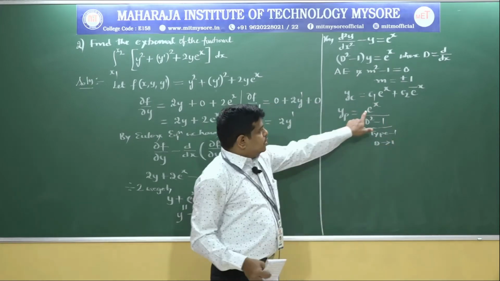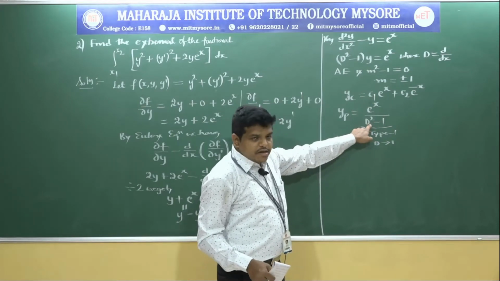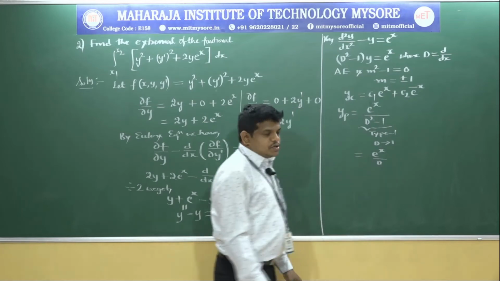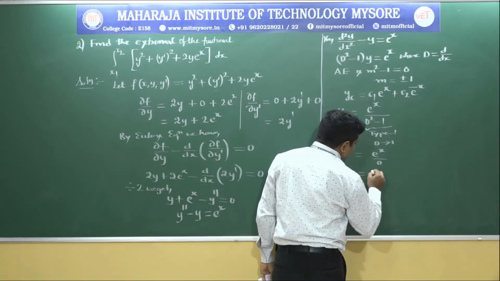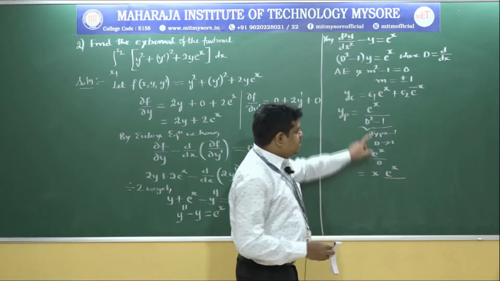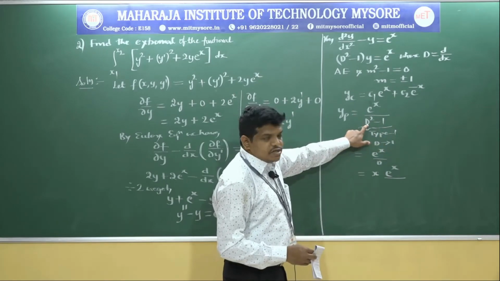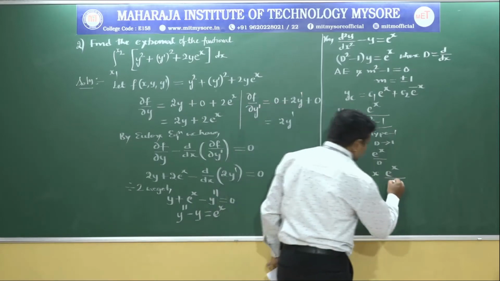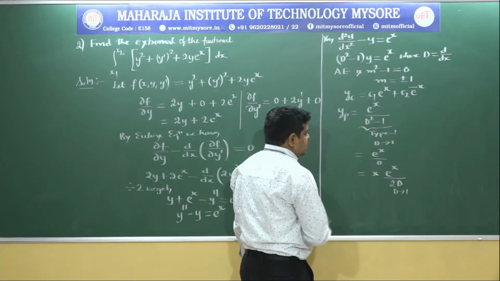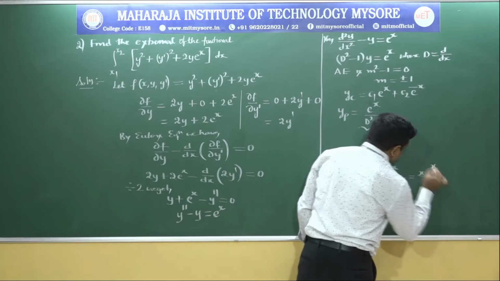I am repeating once again. Here coefficient of x is 1. I am replacing D by 1. If you replace D by 1 here, the denominator becomes 0. That is, e power x by 0. If the denominator becomes 0, you need to multiply by x. That is, x into e power x divided by the differentiation of D square minus 1 with respect to D. A simple differentiation. If you differentiate this with respect to D, we get 2D. Again replace D by 1. Therefore yp we get as x e power x by 2. This is your yp.